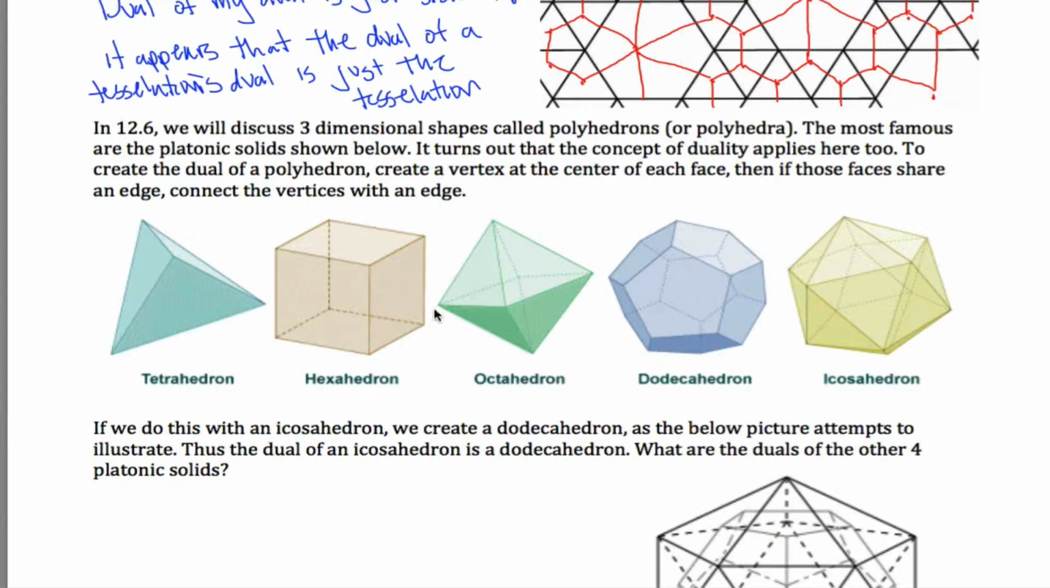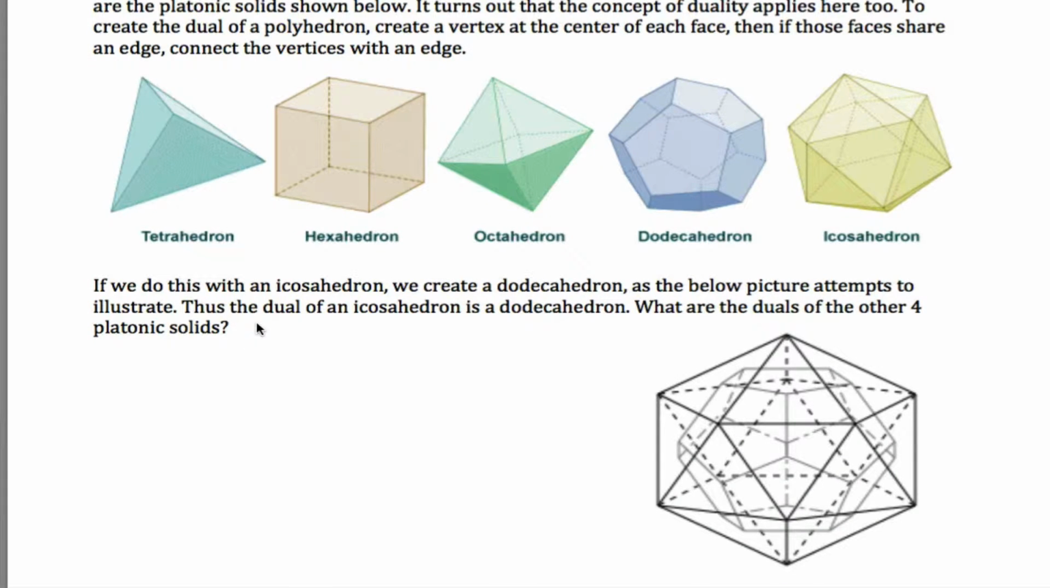They're the only ones that you can make out of regular polygons if you put them together in such a way that all of the angles, and what do you mean by angles? Well, it's a little bit complex, are the same. And so you get this tetrahedron, this hexahedron, this octahedron, dodecahedron, and icosahedron. And what I'm asking you to do is find the dual of these shapes.